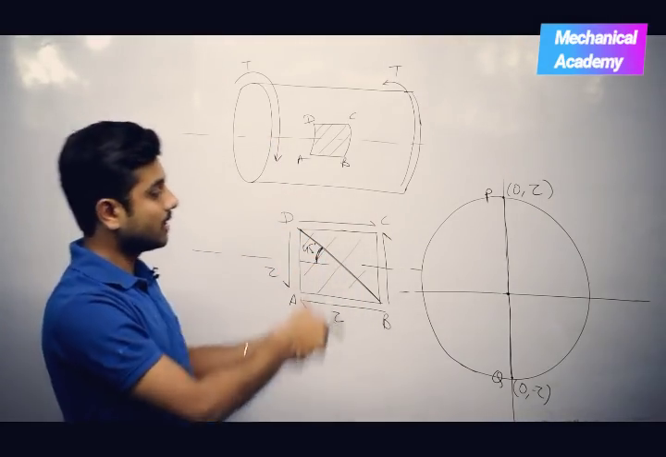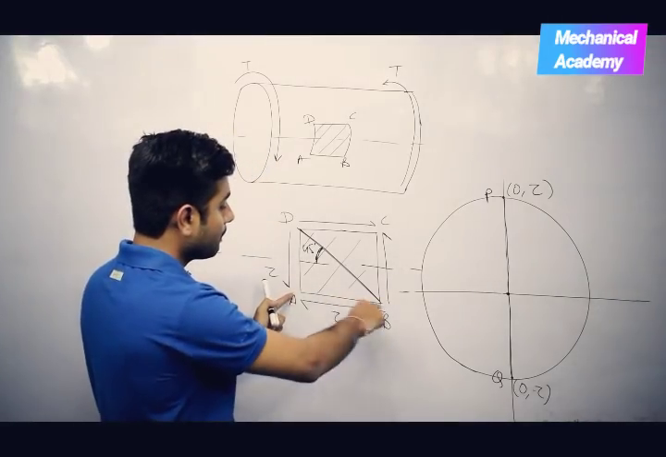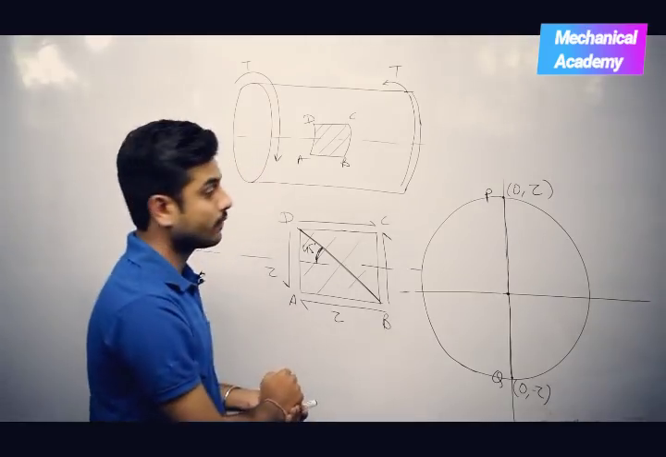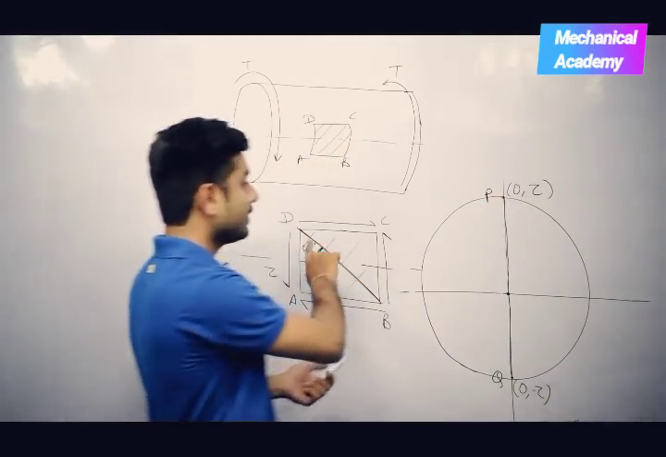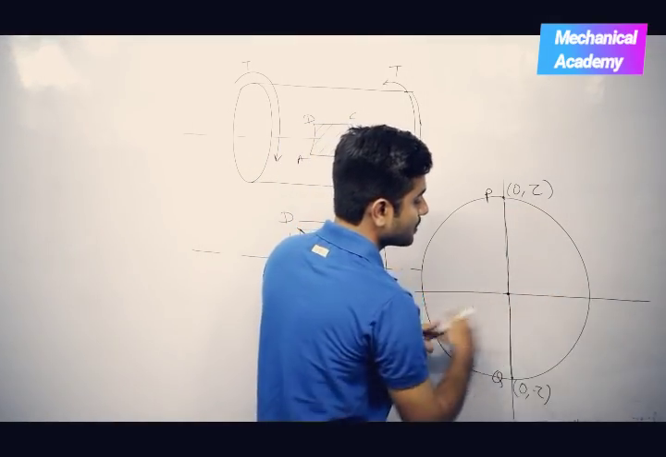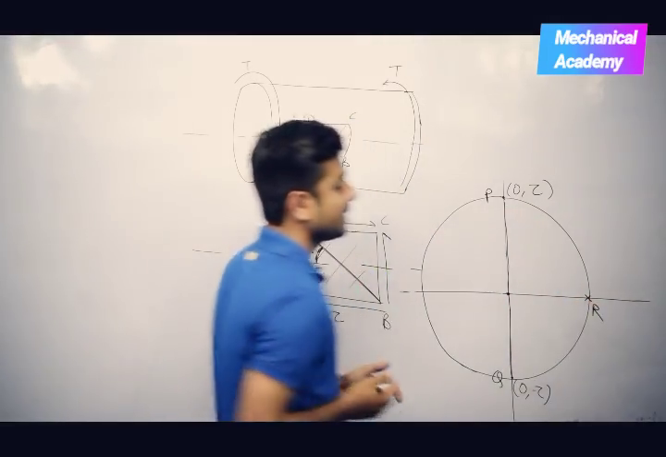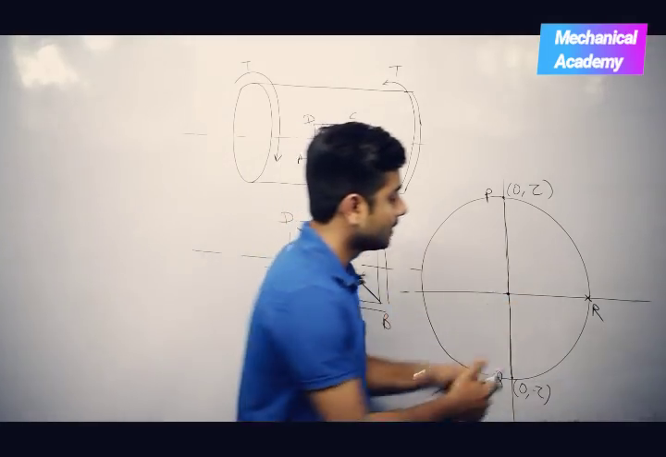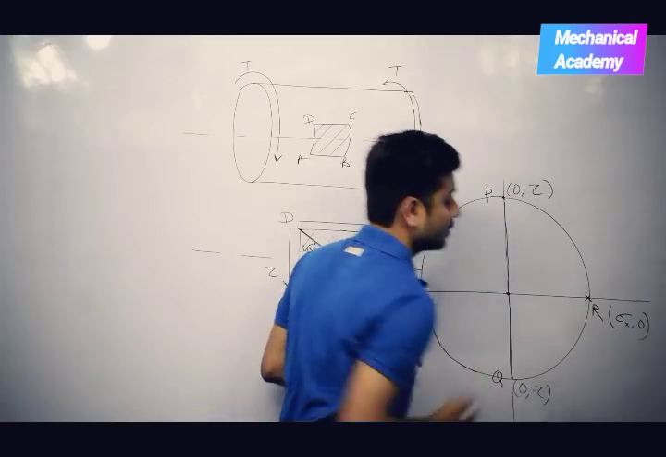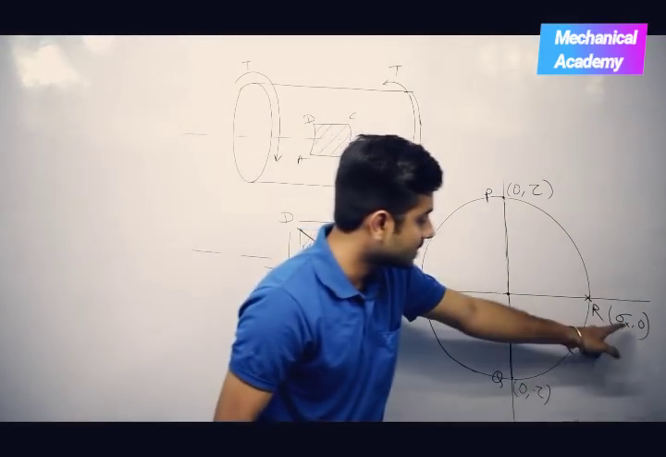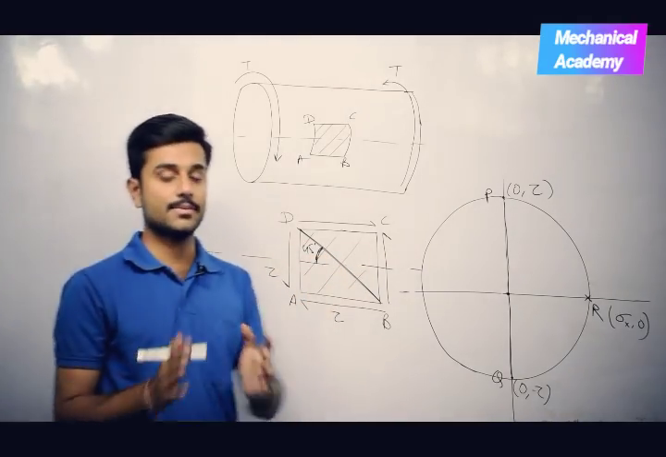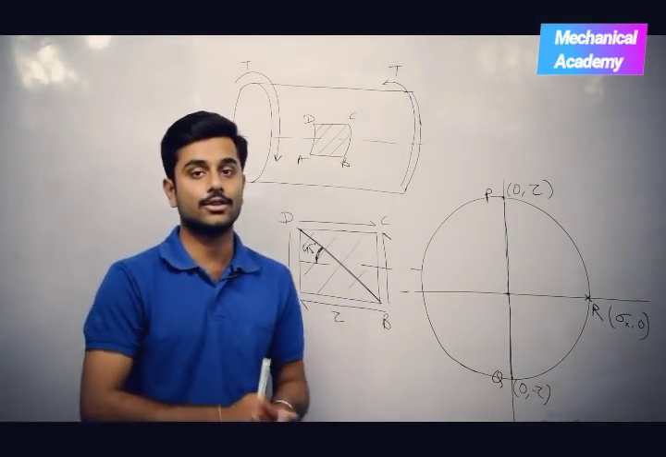So in the Mohr circle, we have to move from point AB. Which point is representing AB? Point P. So from point P, we have to move 45 into 2, 90 degree in the clockwise direction. So we will reach this point. Let's name it as R. Clearly, coordinates of R are some particular value of sigma and 0. So there is definitely a tensile stress acting at 45 degree to the axis of the shaft. So option A seems good. Let us see other options.